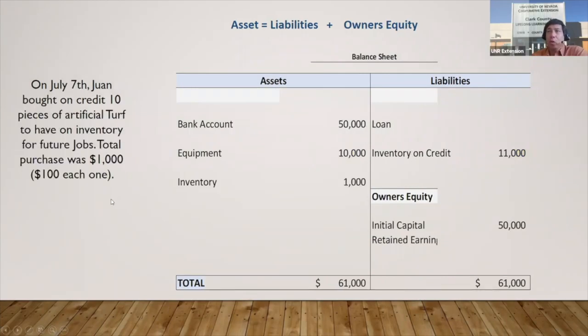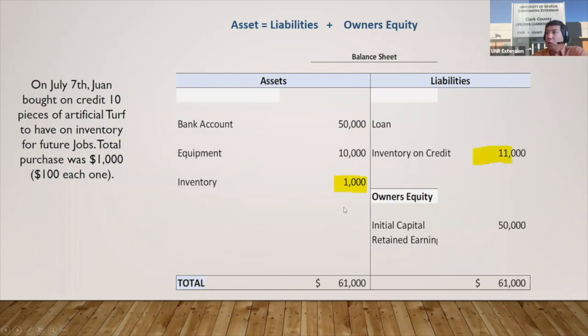On July 7th, Juan bought on credit 10 pieces of artificial turf to have on inventory for future jobs. The total purchase was $1,000. It was about 100 each. Okay, so I will add that to my asset side because it has some value. I pay for it, so it goes $1,000 in my inventory, but I took that on credit as well. I like credit. I like using other people's money to fund my business.